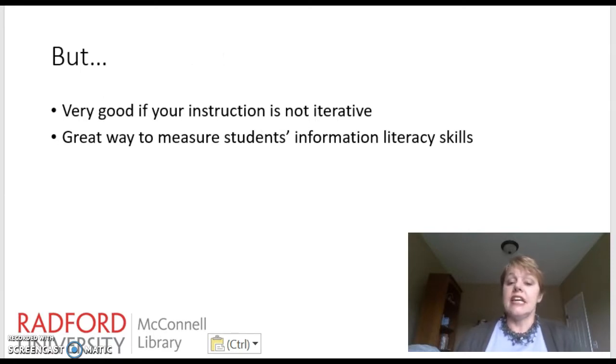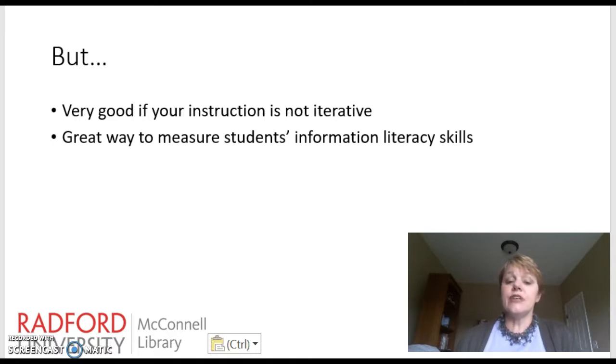One of them is if your instruction program is not like ours. What if you don't teach that many sessions? Or what if your sessions are very different from each other? If you did a level 2 assessment for one class, it really wouldn't help you to plan for the next class. In that case, level 3 might be perfect for you.